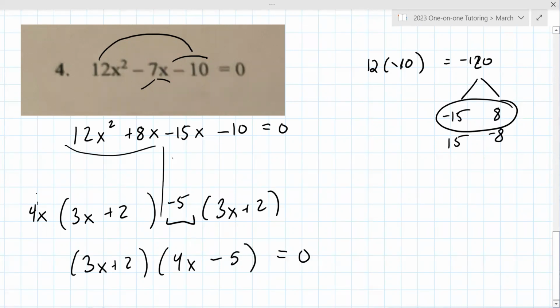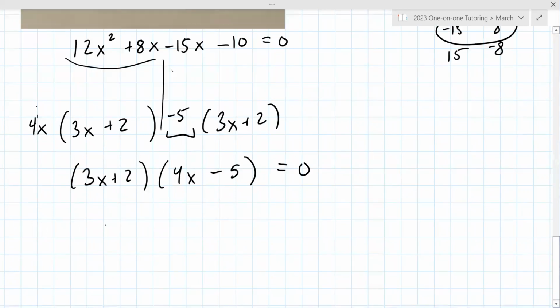Set them both equal to 0. So this one will take the longest, but you know how to do it. You know all the steps. You did most of this without really any help from me. Can you give me the final answers here? Sure.